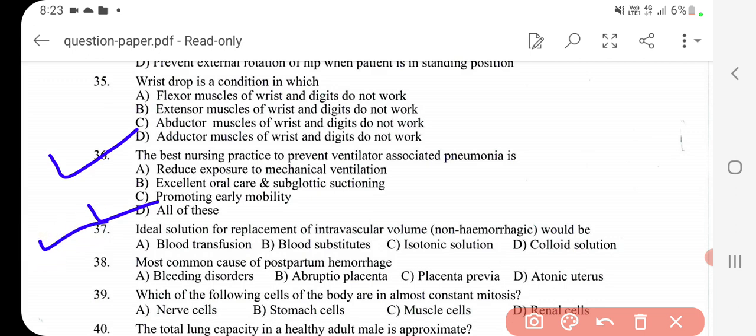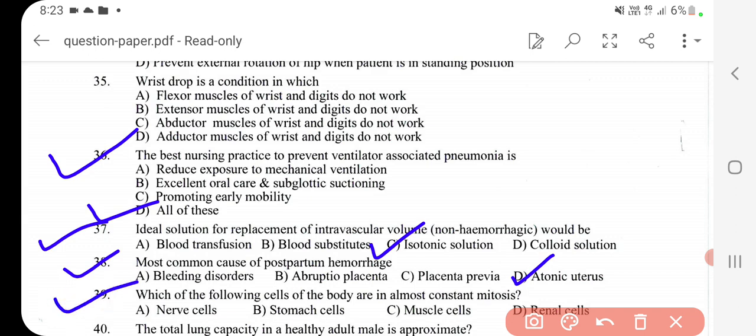Next, 37th. The ideal solution for replacement of intravascular volume, non-hemorrhagic, would be: blood transfusion, blood substitute, isotonic solution, or colloid solution. So the right answer is option C, isotonic solution. Next, 38. Most common cause of postpartum hemorrhage. Options: bleeding disorder, abruptio placenta, placenta previa, and atonic uterus. So the right answer is atonic uterus.